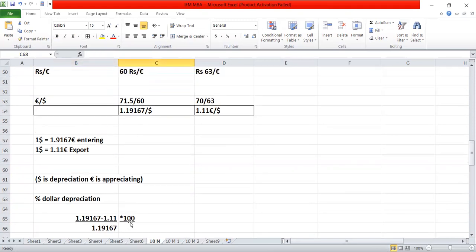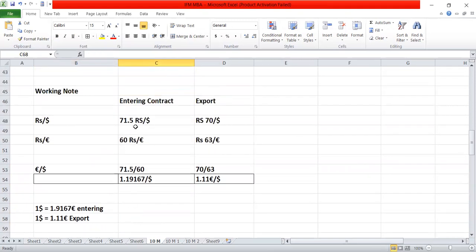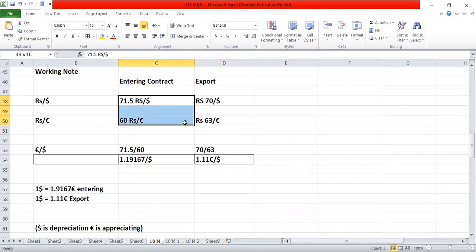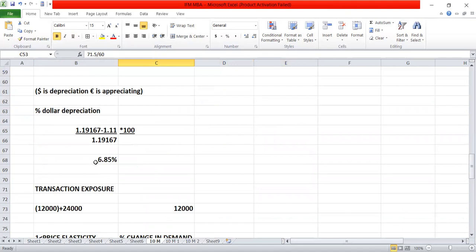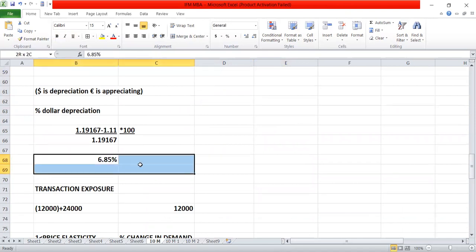Dollar depreciation means very simple. You can see here 71.5 at the time of beginning. Now it became 70, which means obviously the dollar is reducing. Now we are checking with the euros, that means pounds. So in terms of this, 6.85% of the dollar is decreasing. So this is the one thing.